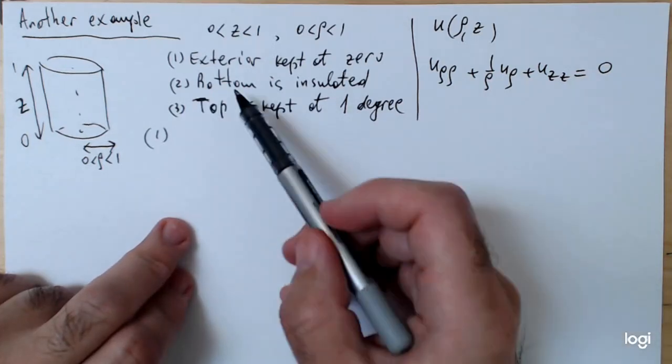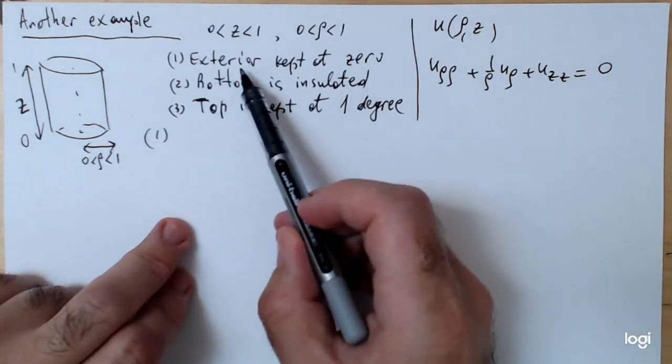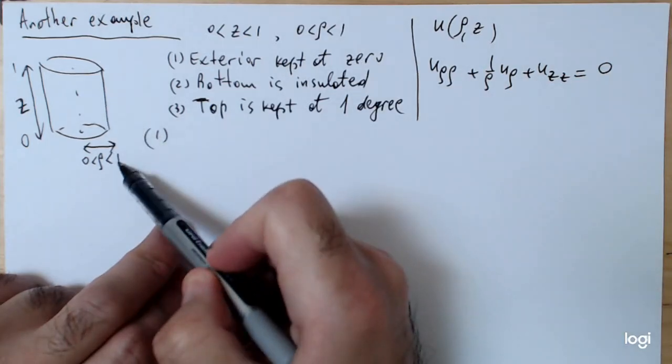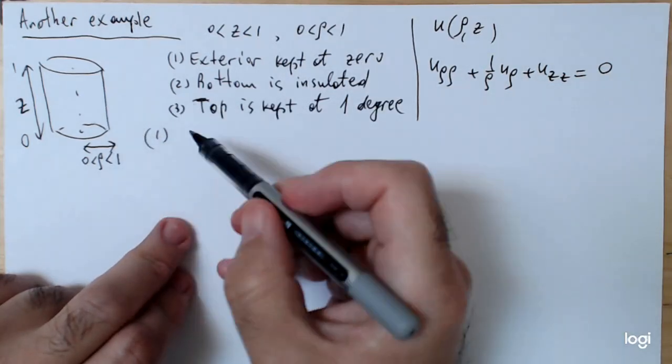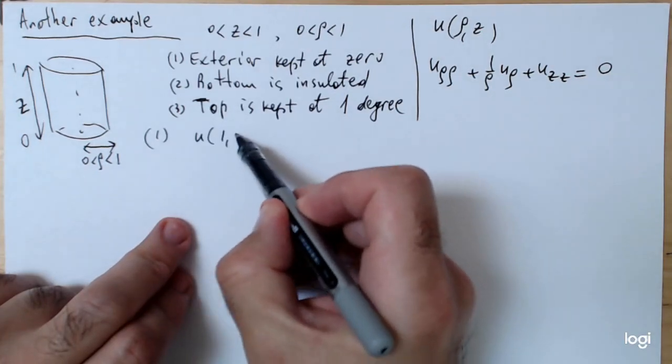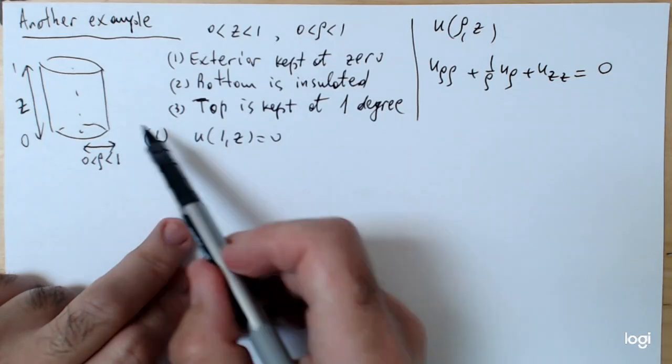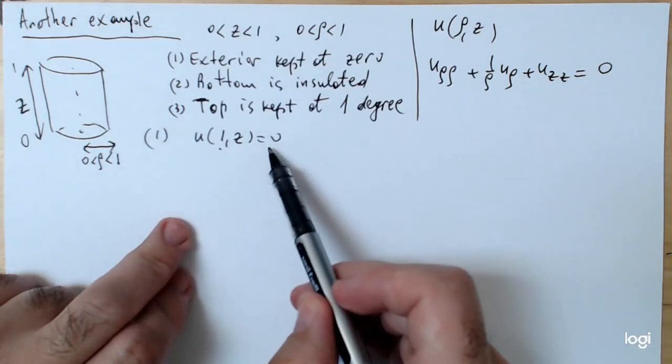All right, so assuming you just did that, let's check. Okay, so the exterior is kept at 0. Exterior is identified by the radius 1. So a way to write this down is to say U of 1, Z equals 0. So along the cylinder, but on the exterior, when the radius is 1, I want the temperature to be 0.